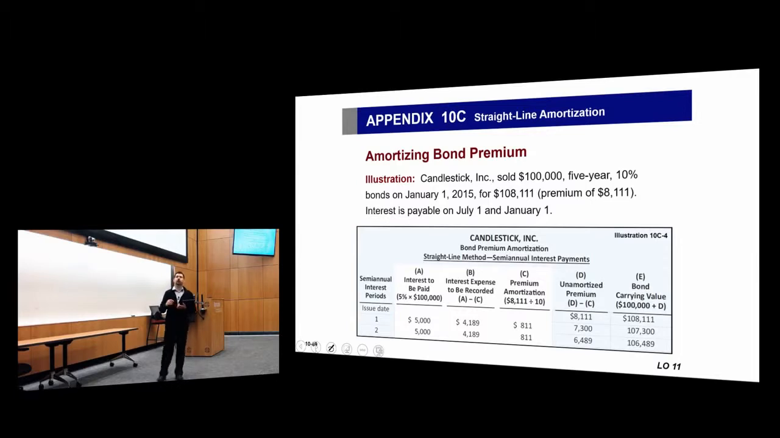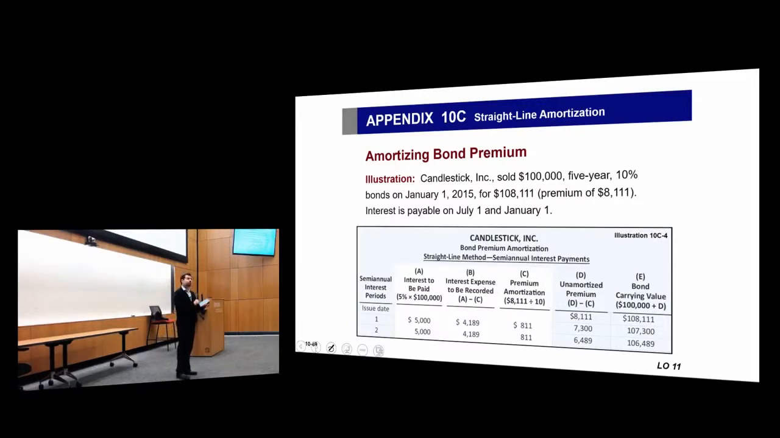Once again, this is why a company, when they retire a bond at maturity, whether it was sold originally at premium or at a discount, it will always pay face value because of this amortization, because of the amortization of premium and of the discount.